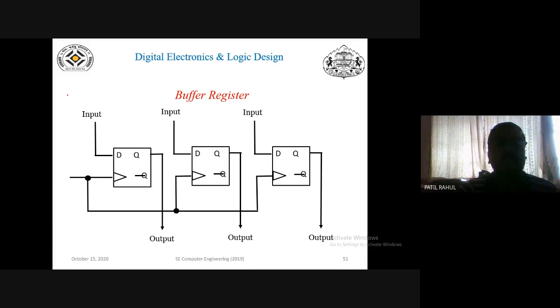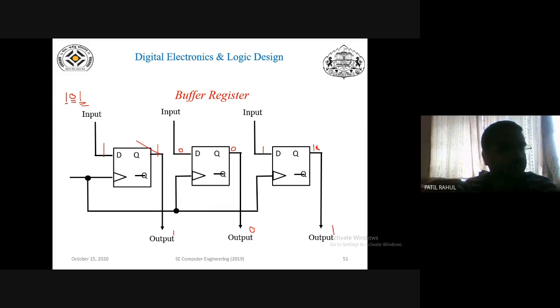Okay, so here you take one example. Assume that you transfer the data 1, 0 and 1. First this 1 is applied at this input. Next this 0 is applied at this input. Next this 1 is applied at this third D flip-flop. When one clock pulse period has completed, this 1 comes at the output side, this 0 comes here, and this 1 comes at the output of the third flip-flop. Means here you get the output as 1, 0 and 1.